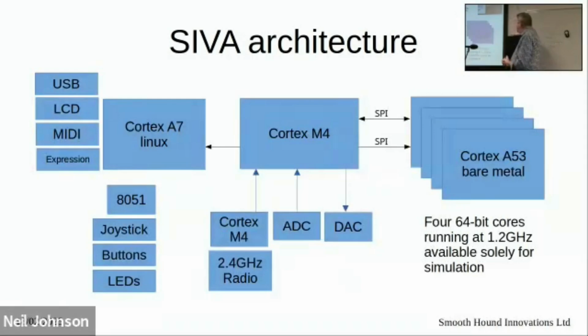So the last slide is a little discussion about what's now a technology demonstrator, the SIVA system. It's got a lot of ARM cores in it and a stray 8051 in there. The UI is based around a Cortex A7 32-bit processor running Linux that handles all of your digital I/O, the LCD, expression pedals. It's got an 8051, as they crept in, that just handles buttons and turns that into an I2C interface. The main audio subsystem is around a Cortex M4. That takes samples from the ADC or samples from a wireless system, passes them over SPI to the number cruncher, which is a quad-core A53, a 64-bit processor running at 1.2 gigahertz, and that's running bare metal.